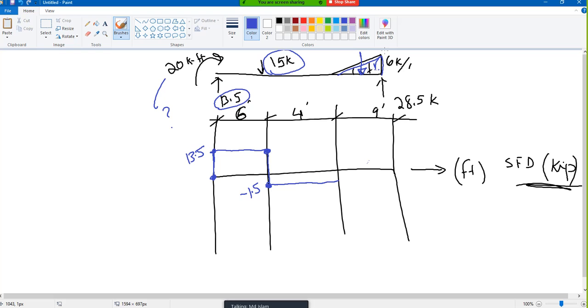Okay, what to do? Now I will go. This load is downward. And what is the value of this load? The value of this load is 1/2 times 6 times 9, that means 27 kip. So I had minus 1.5, and if I do minus 27, I will come here. That will be minus 25.5.